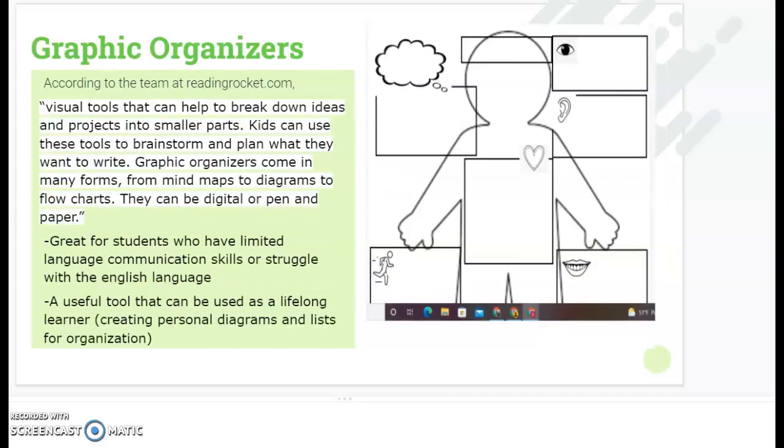Another example would be graphic organizers that can be both technology and on paper. I use this cookie cutout style graphic organizer with a touch screen, so that way students can organize their ideas. So according to the team at readingrockets.com, graphic organizers are visual tools that can help to break down ideas and projects into smaller parts. Kids can use these tools to brainstorm and plan what they want to write.